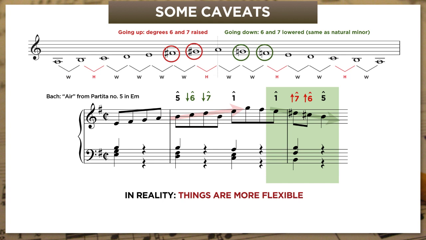So again, it sounds like this, and there's nothing weird about it. Indeed, it would be a lot less stylistic if Bach had not raised scale degree 6 in that last bar. If he had gone through the harmonic minor, it would give us a sound that was not very much like a Baroque keyboard piece.